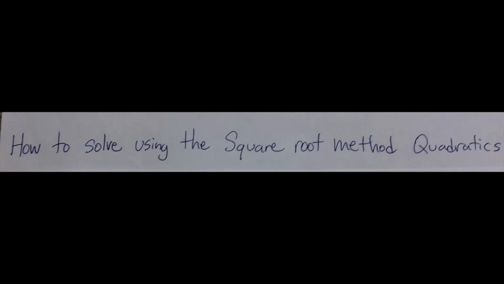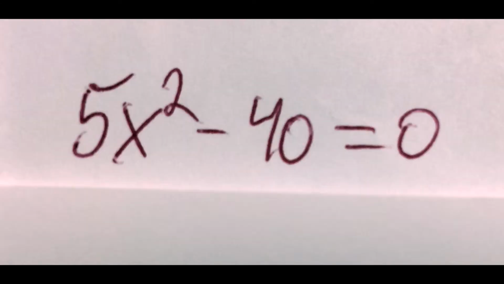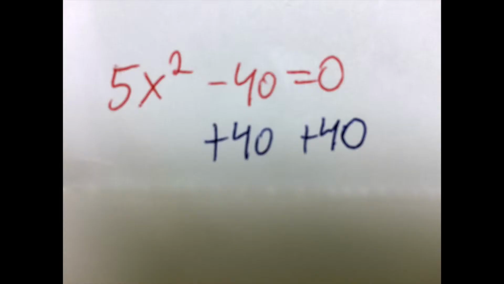I will show you how to solve using the square root method quadratics. The problem that we will be using is 5x squared minus 40 equals 0. First you would add 40 to both sides. Now we would get 5x squared equals 40.